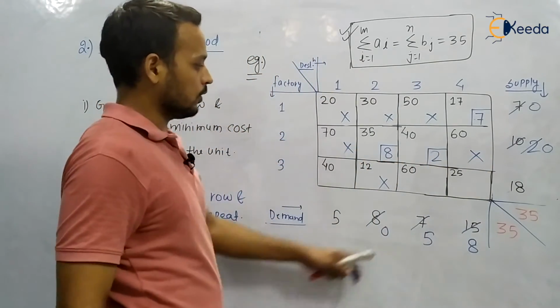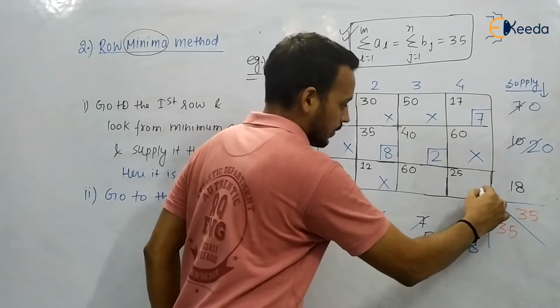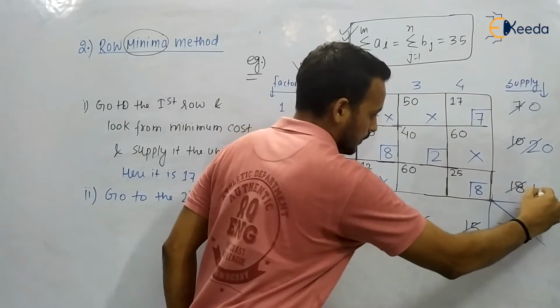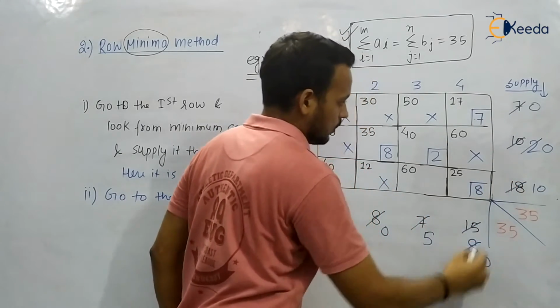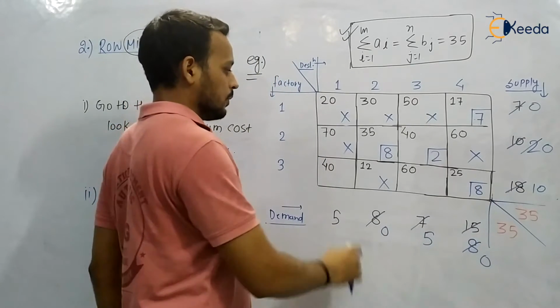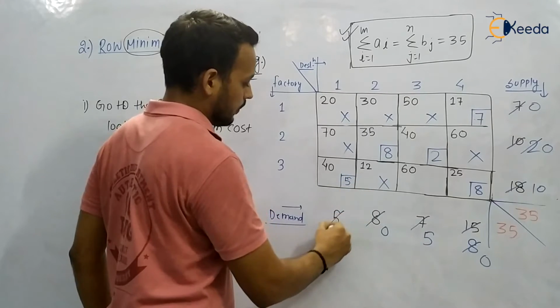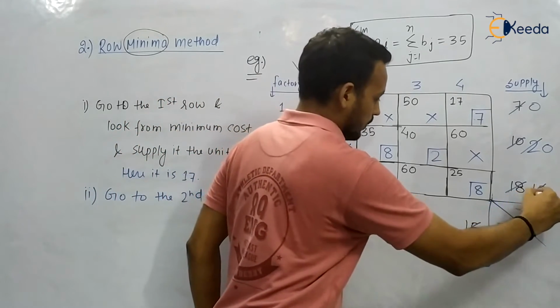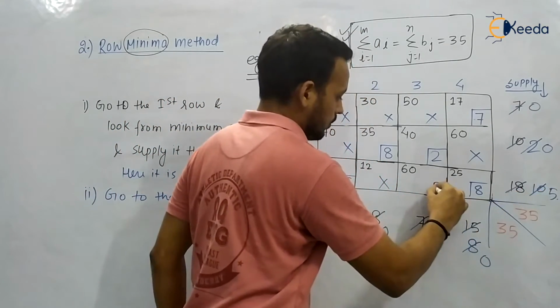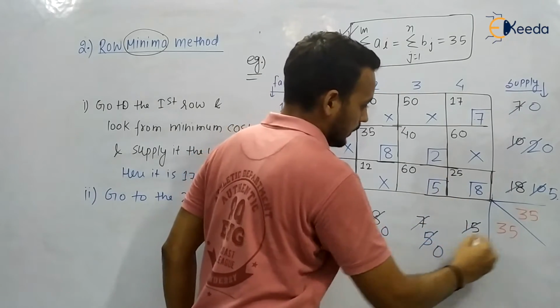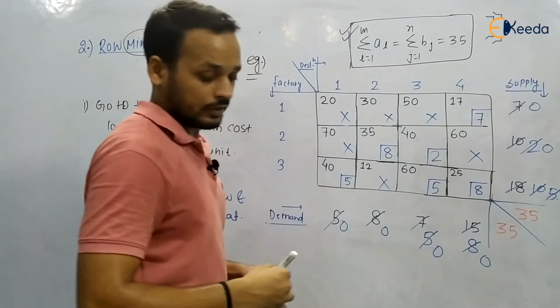Now look for the minimum, 25. We have 8. Supply 8. It will be left with 10. This is having 0. Okay. Now the next minimum is 40. We can give it 5. So give it 5. 5 will be remaining. Here 5, 5. Provided 5. Look here, each and every demand is fulfilled.